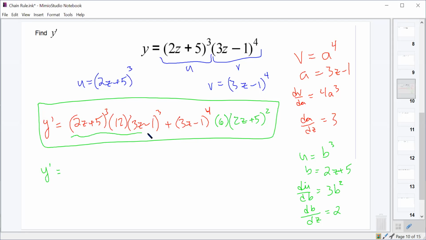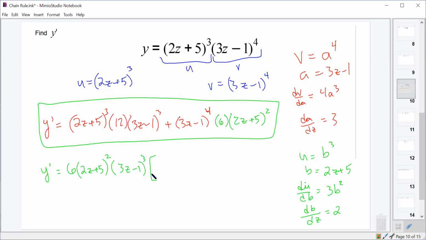What's the constant in our first term here? 12. And our constant in the second term is? 6. 6. So what do they have in common? 6. Right. So we'll take out a 6. Then what else do they have in common? Do they both have a 2z+5 to a power? They do. They both have a 2z+5 to what power? Squared. Squared, right? We're going to have something left from the first one, but they both have at least a squared. And then what about the 3z-1? Cubed. Yeah, they both have a cubed.